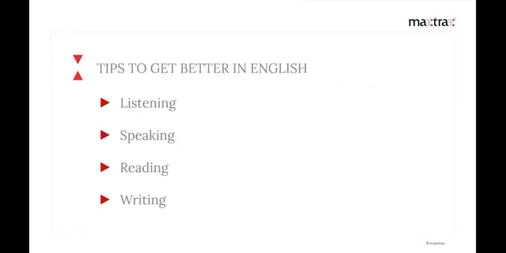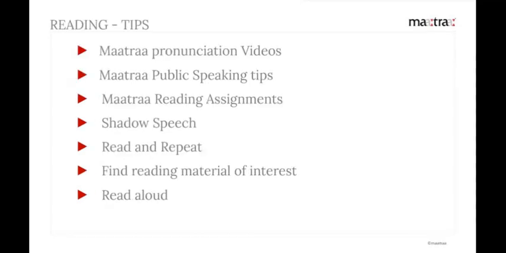Now, time for some tips. I'd like to share some tips with you with regards to getting better in English. Listening, speaking, reading, and writing are the 4 aspects that you need to work on to improve your language. And here are a few tips to make you a better reader. Reading is an important part of improving language skills.